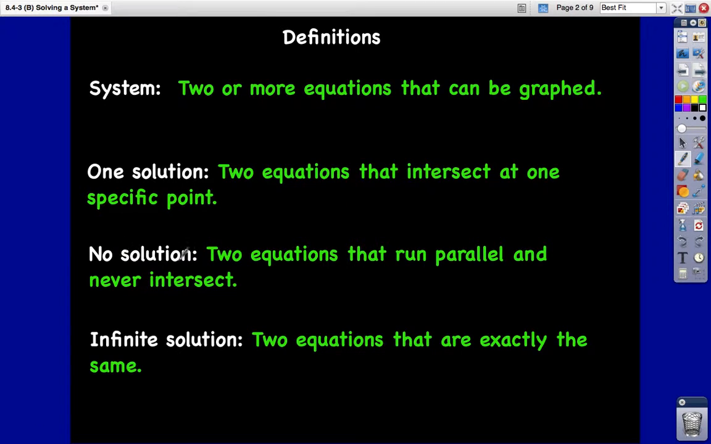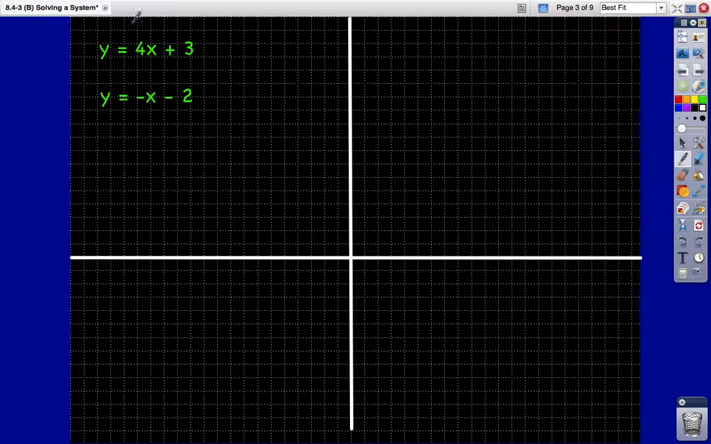A no solution system is two equations that run parallel and never intersect. And then an infinite solution system is two equations that are exactly the same. Okay? Let me give you some examples of what that might look like. We're going to graph these two equations in just a second, but I'm going to use this space to show you what a one solution system would look like graphically.